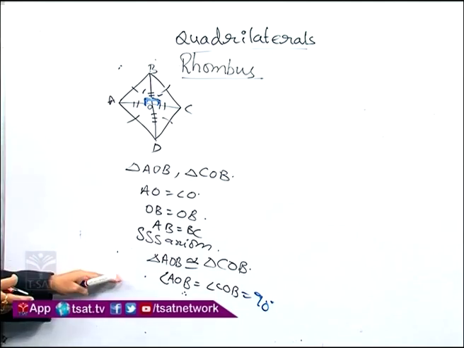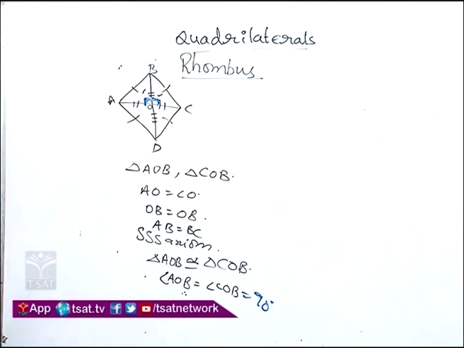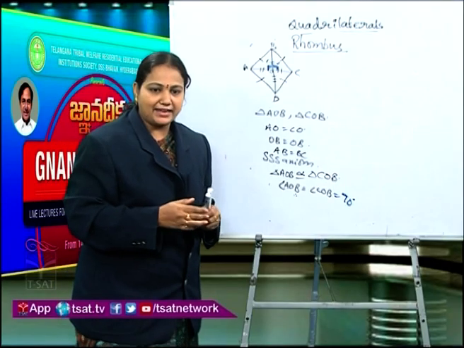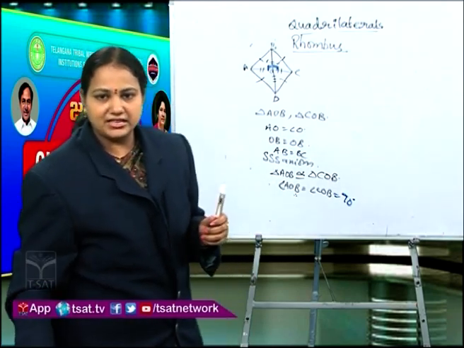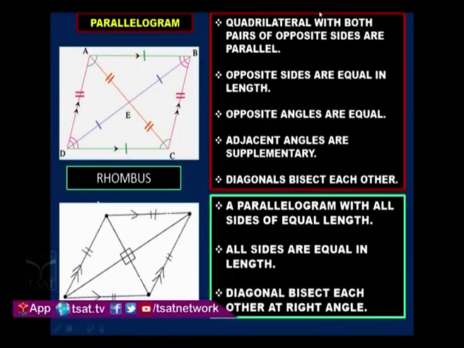So this is another property added to the rhombus, in addition to having all the properties of the parallelogram. Once look at the previous slide. Here, a parallelogram with all sides of equal length is called a rhombus. In a rhombus, all sides are equal in length and diagonals bisect each other at right angles. Just now we proved it. And the rhombus also holds all the properties of a parallelogram: adjacent angles are supplementary, diagonals bisect each other, and opposite angles are equal, because it is a parallelogram.